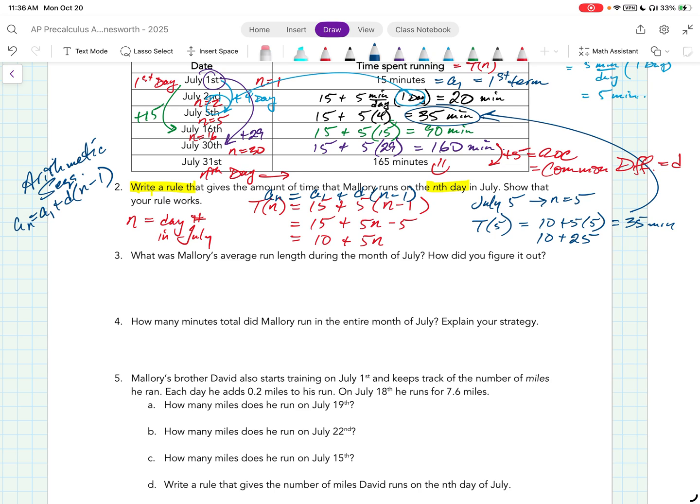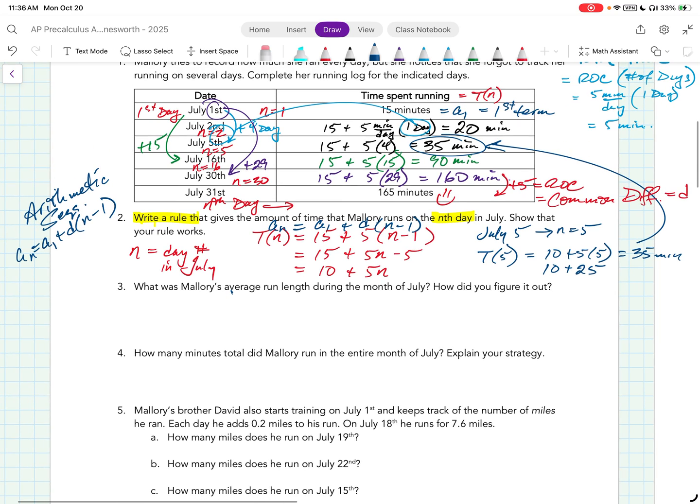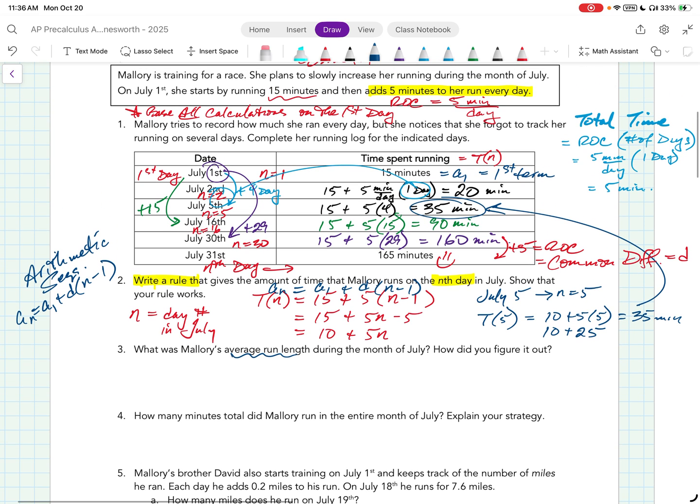Okay, number 3. What was Mallory's average run length? Ooh, average run length during the month of July. How do you figure that out? We've got 31 days, and what would be the average? Typically, when you're dealing with averages, you would add up all the times during the month of July, which would be 31 different times, and then to get an average, you would take that sum and divide it by 31. But we don't have every single one of the 31 days, so how do you figure that out?